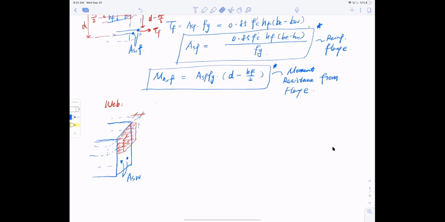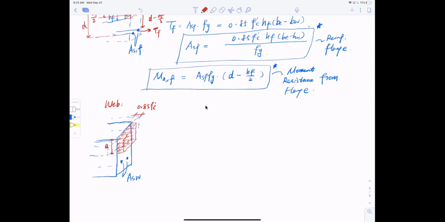My horrible write-up. Let me change that. 0.85 f'c. And the height of it is, what is the height now? We need to know the height of this. If the flange is the whole hf, we have to actually determine this effective compressive zone. So just call it a for now.